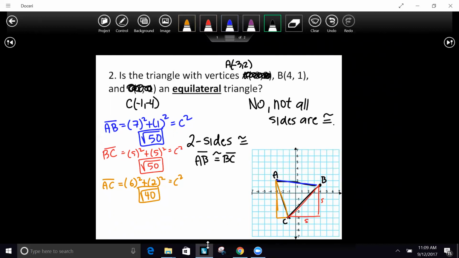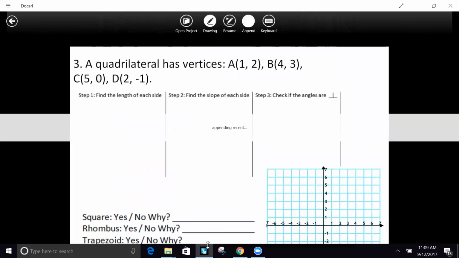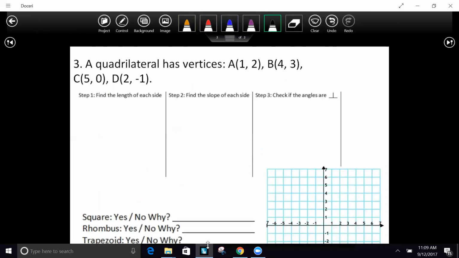Easy or hard? Good stuff. Next up, let's go. Let's check this one out. This is everything. Quadrilateral has vertices 1, 2, 4, 3, 5, 0, 2, -1. We got to determine what it is, and we got to give explanation if it's a square, rhombus, trapezoid, parallelogram, or rectangle. We got to be able to define those.